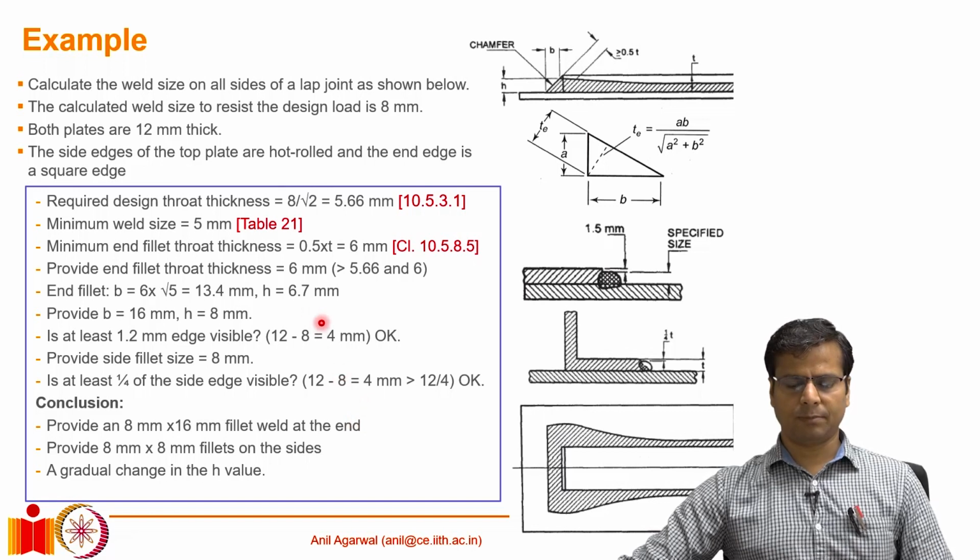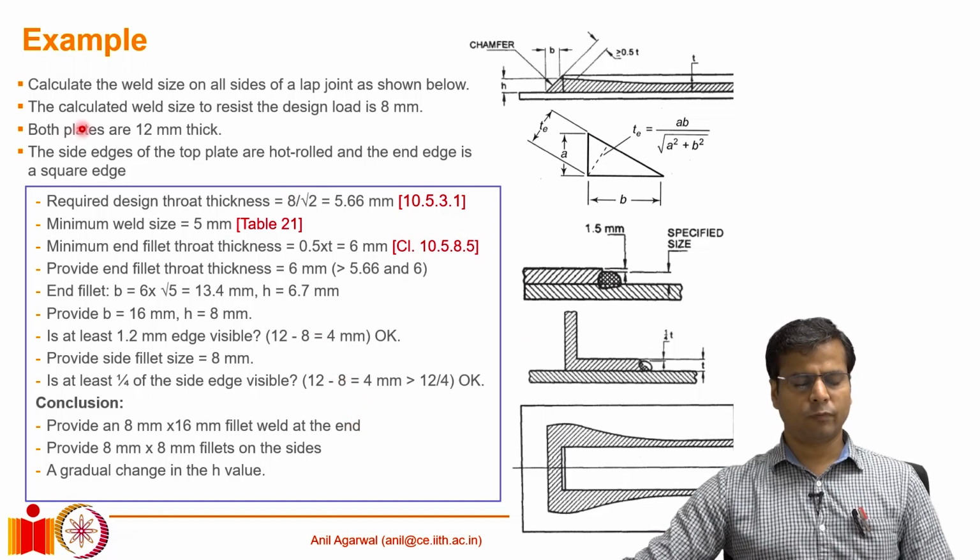Now let's do one example. So we have seen various constraints that play a role in deciding the size of fillet weld that we can provide in various conditions. Let us try to solve one example based on these considerations. So let us consider this possibility where these two plates are being lap joined, and we are using a combination of end fillet and a side fillet, and we need to calculate the weld size on all sides of the lap joint.